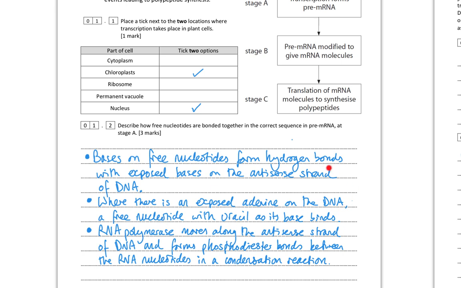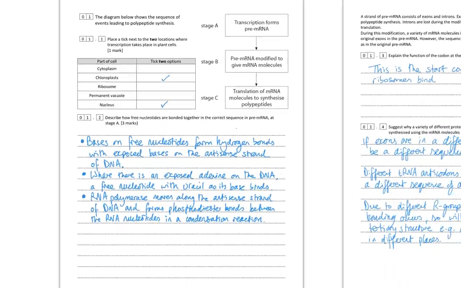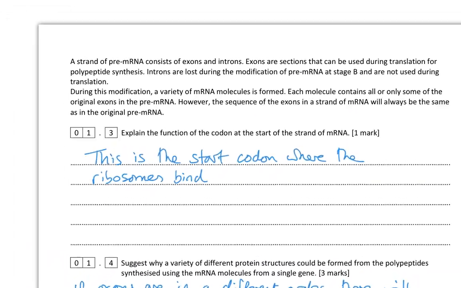I could have possibly combined those two sentences to make it easier. And you can do this in the exam, like bullet point, like I'm doing here. Names of enzymes get marks, so always include names of enzymes and names of bonds. I mentioned hydrogen bonds. RNA polymerase moves along this antisense strand and forms phosphodiester bonds between the RNA nucleotides in a condensation reaction, just in case that is worth a mark as well. You can prepare for that question because it's like a stock answer. So that's that one. Let's have a look at this next one.